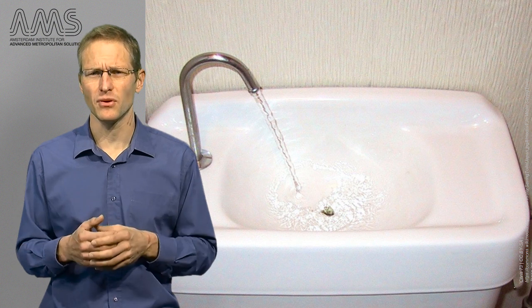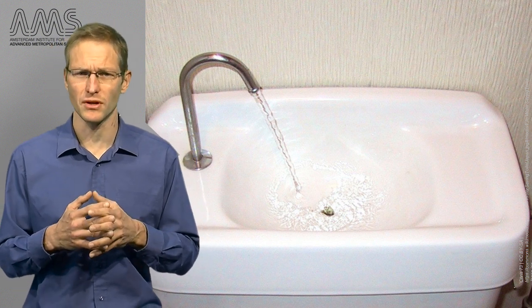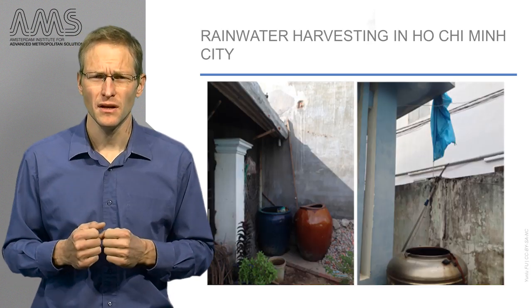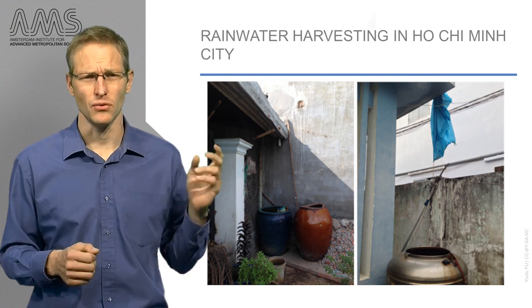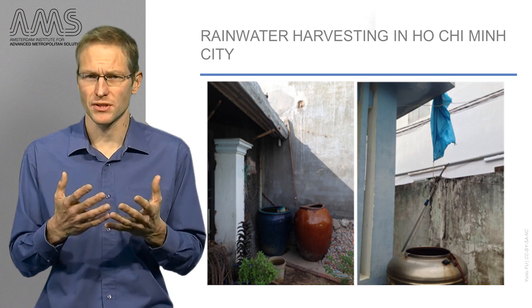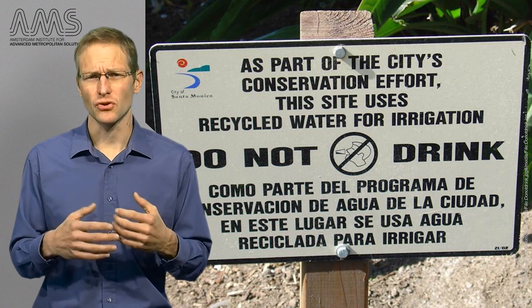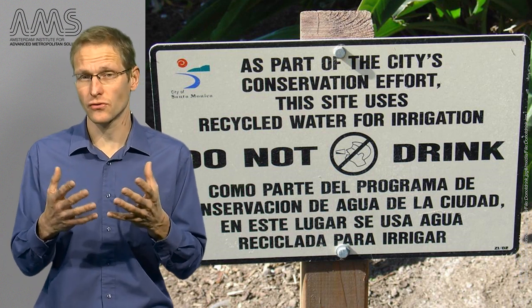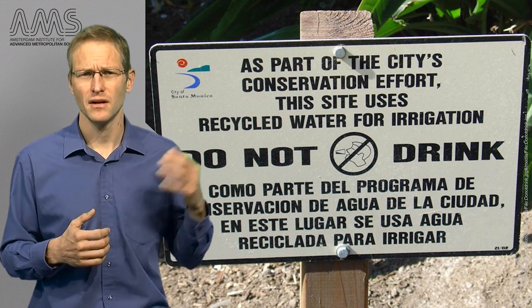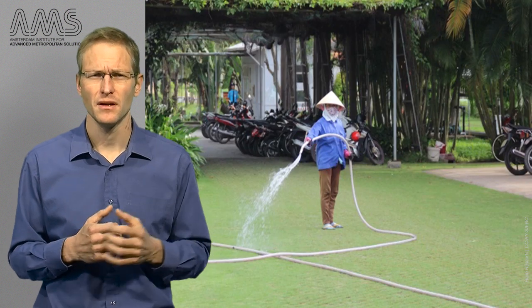Here is a simple example of how water from a sink can be reused for toilet flushing. Here's an example of grey water irrigation, and here one where rainwater is harvested in Ho Chi Minh City. But often the simple cascading is not enough, then water needs to be treated. Sometimes grey water needs to be treated to be used. This can be done through simple sand filtration, as shown here. The black water, so the water that contains feces, can of course also be treated and reused for non-potable purposes, like here in Santa Monica and here in Ho Chi Minh City.